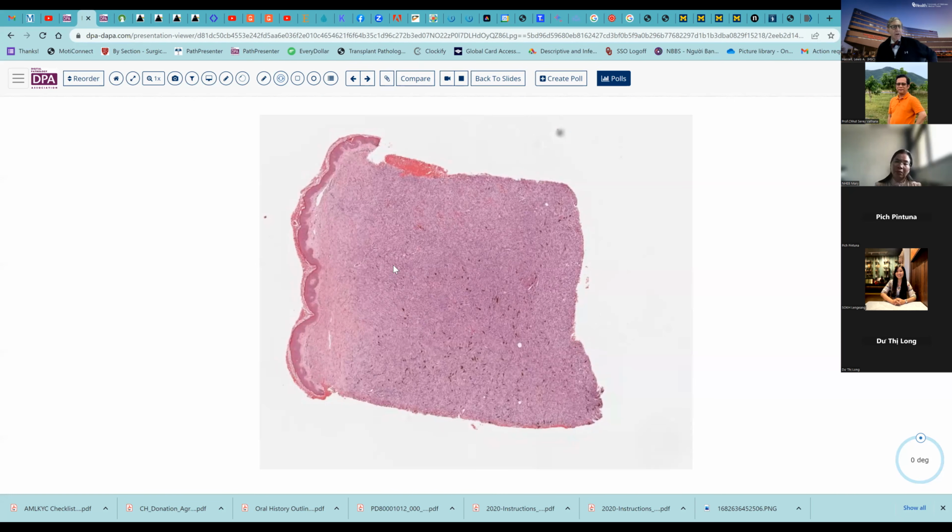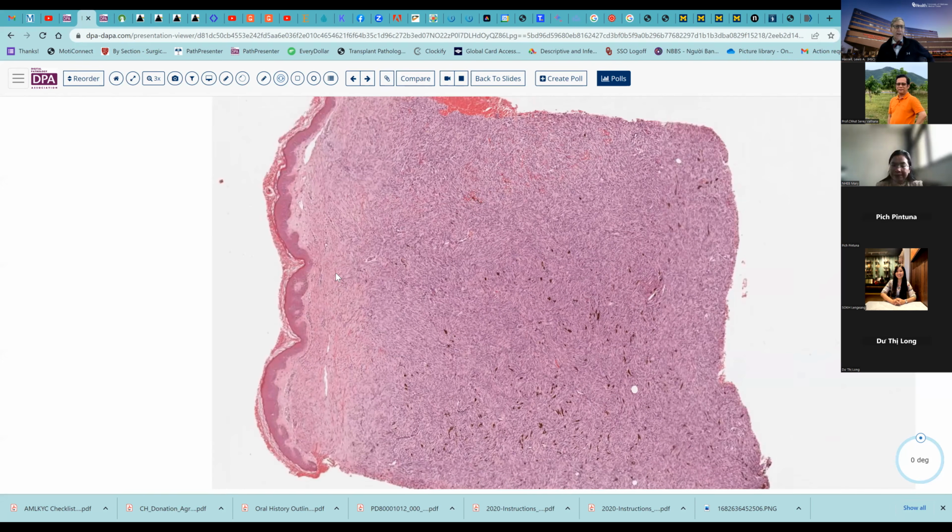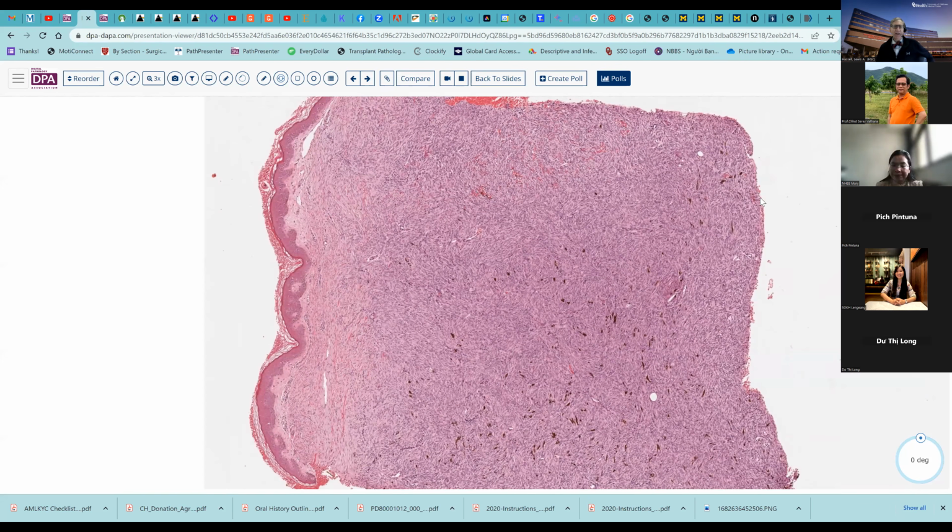Here's another example. And here you can see this might be an even more difficult one to categorize because we don't have that basal growth. We don't have the depth of the lesion. This is just a punch biopsy.